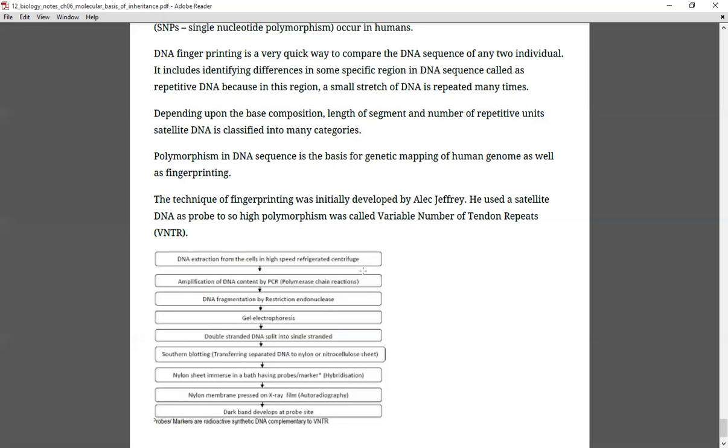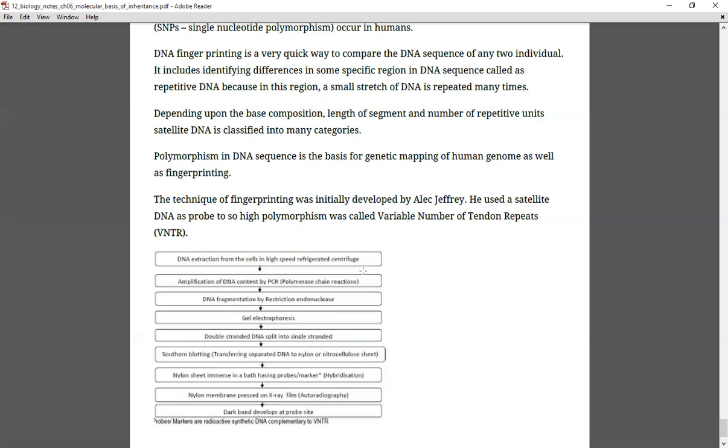So the second step, taking place after the DNA extraction, is carrying out the amplification of DNA, that is PCR. The next step is DNA fragmentation by restriction endonuclease. The DNA fragments are formed by taking molecular scissors, and those molecular scissors are nothing but the restriction endonucleases. With the help of these enzymes, the molecular scissors cut the DNA into small fragments. So this is the third step.